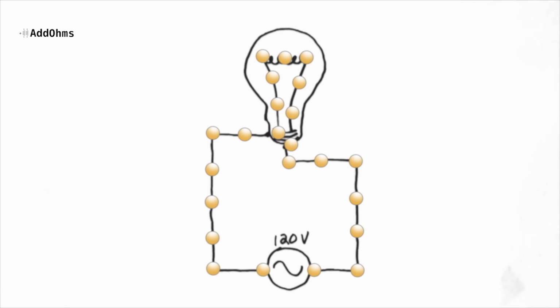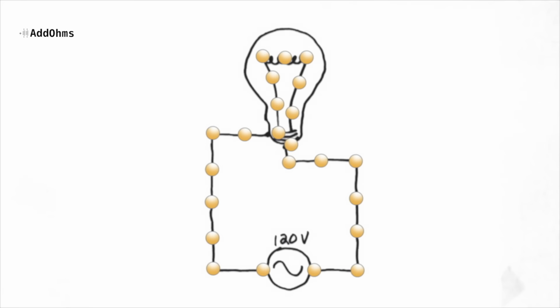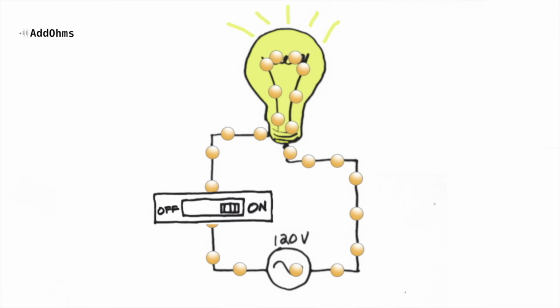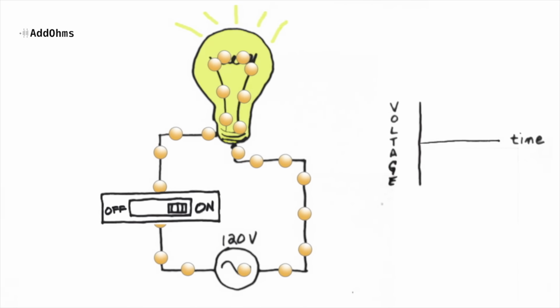Okay, so let's move on to AC, and in this case we're going to use a light bulb and a North American AC socket because, well, I live in North America. Notice how the circuit behaves when we turn the switch on. Let's break down what we're seeing by using the voltage graph again.